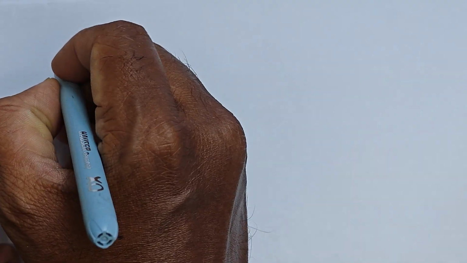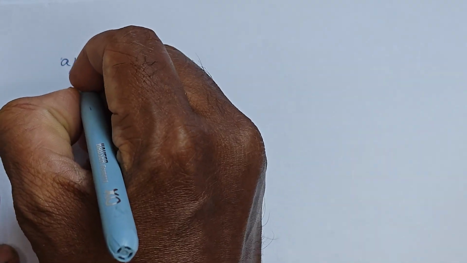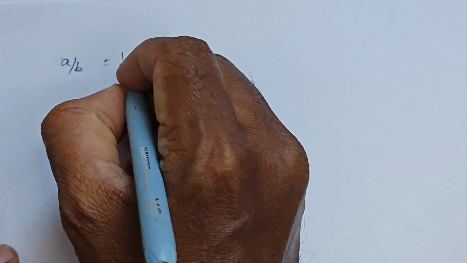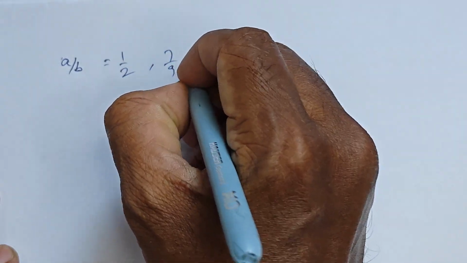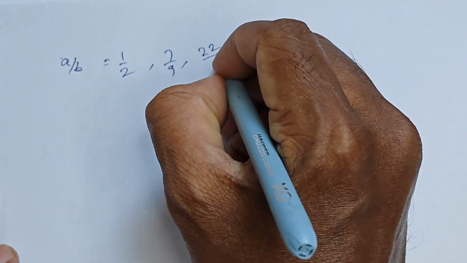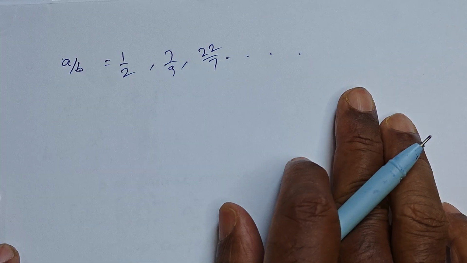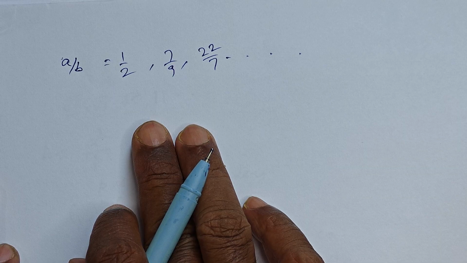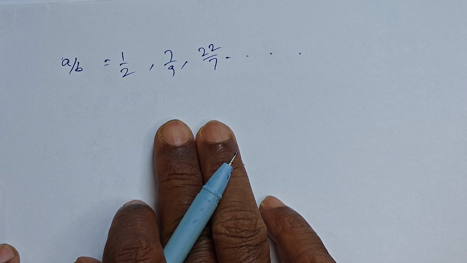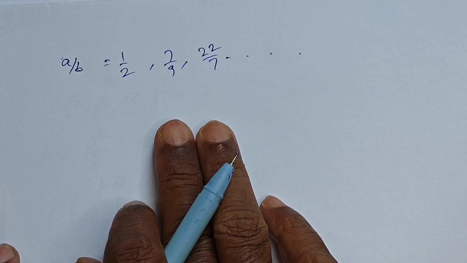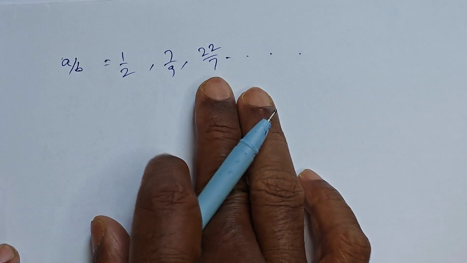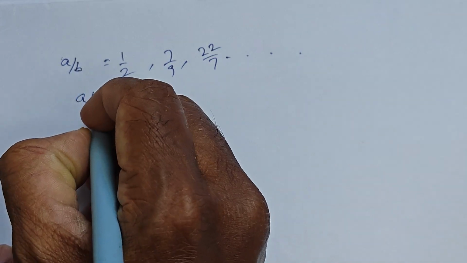And what are irrational numbers? Any number which cannot be expressed in a format like a by b. Suppose a number like a by b is equal to 1 by 2, or 7 by 9, or 22 by 7, etc. If we can write it like this, then these are generally called rational numbers. And remember, irrational numbers we cannot write in such a format like a by b.